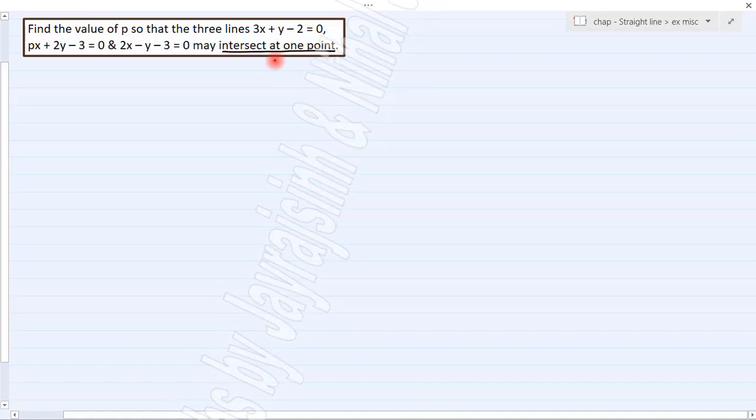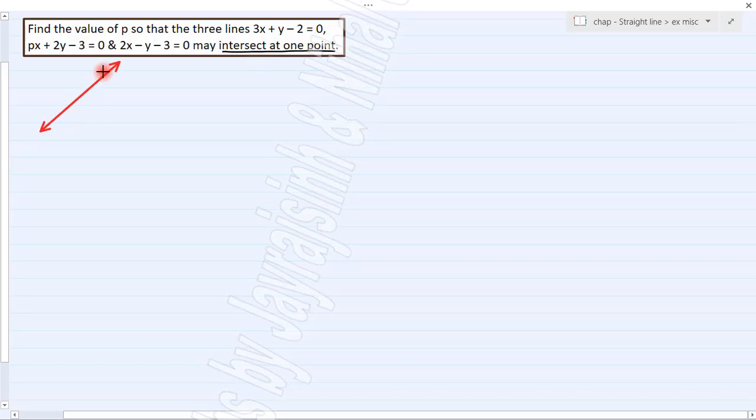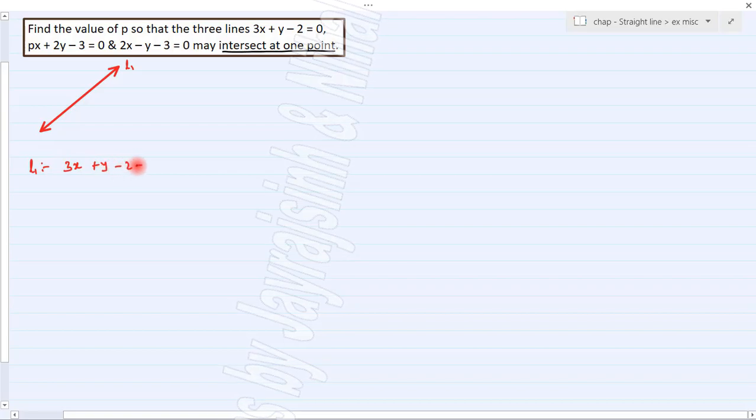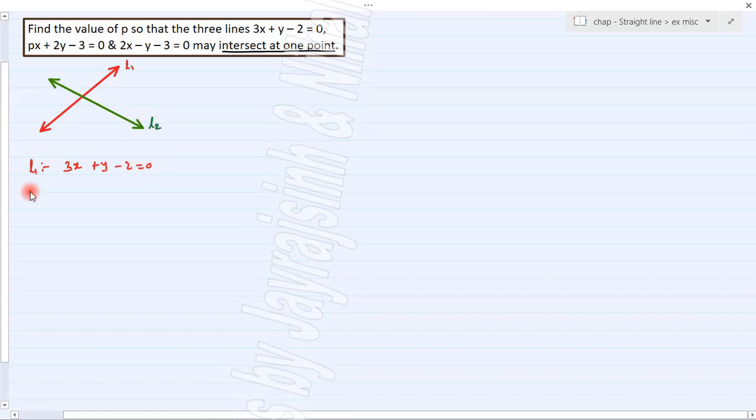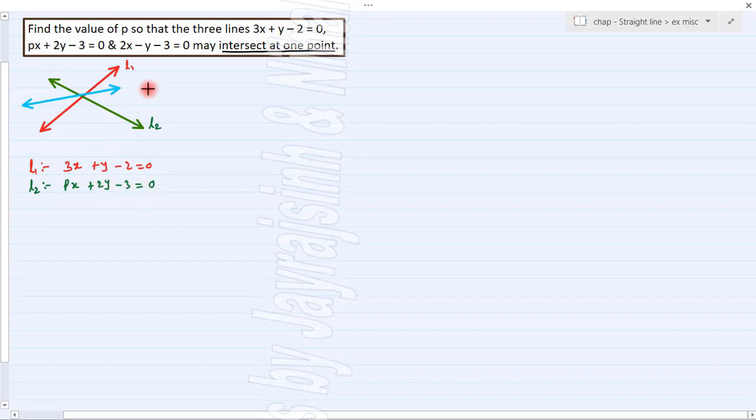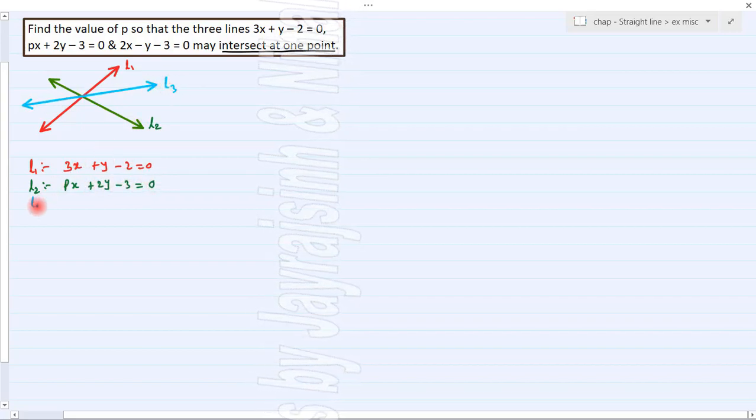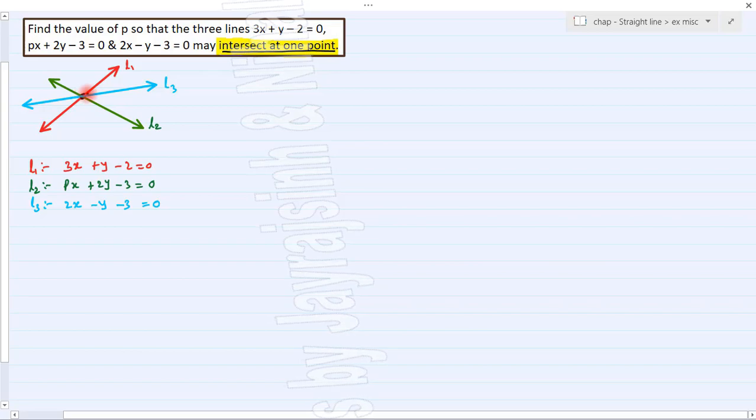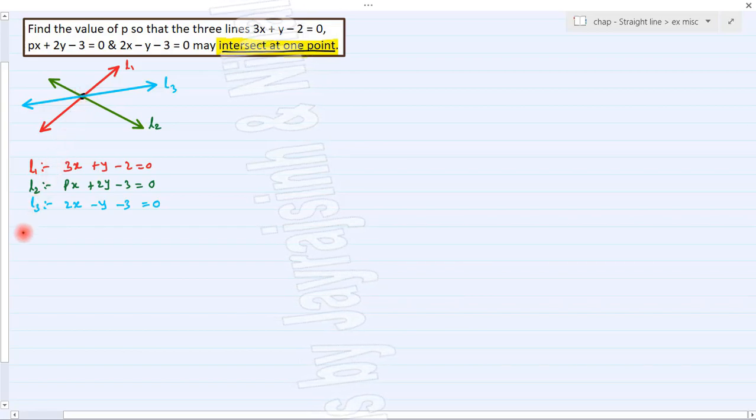Let's say your first line is L1, 3x plus y minus 2 equal to 0. Then the second line is L2, px plus 2y minus 3 equal to 0. And the third line is L3, 2x minus y minus 3 equal to 0. So if they have a common intersection, then the intersecting point is on all of these three lines.